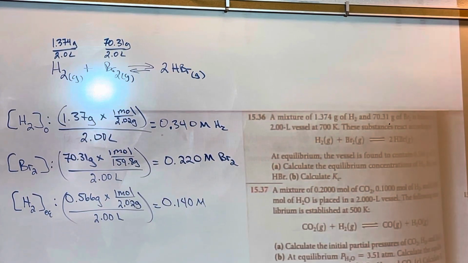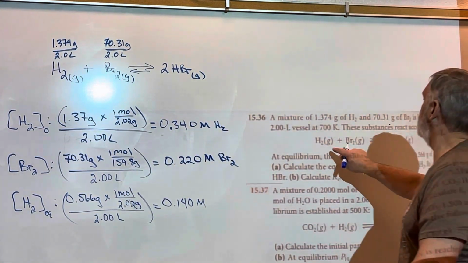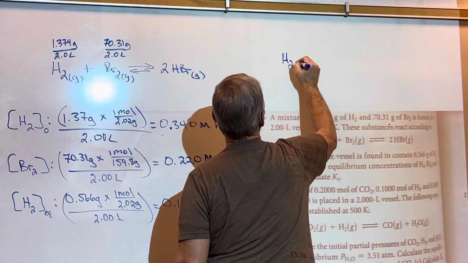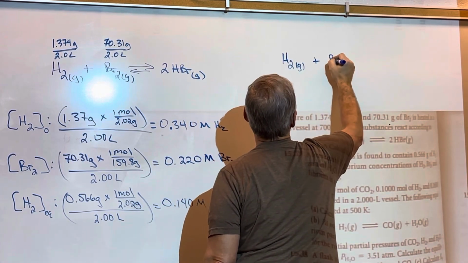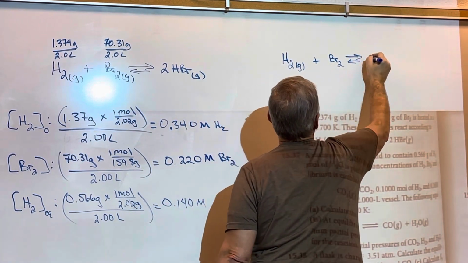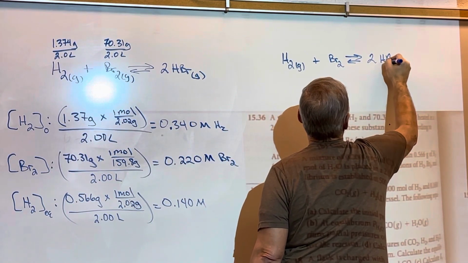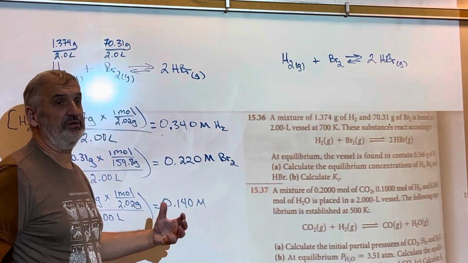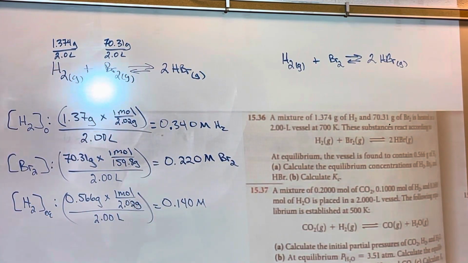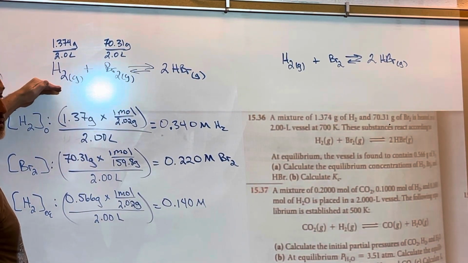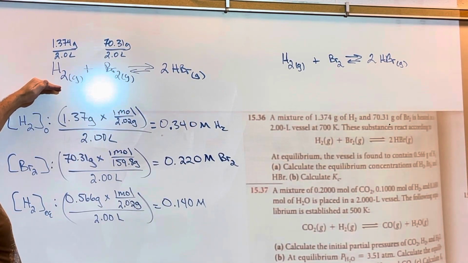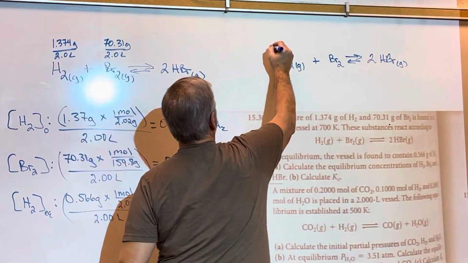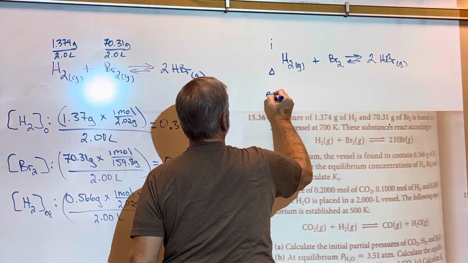So I'm going to rewrite this. There's not enough room right here, so I'm going to rewrite H2 gas plus Br2 gas yields 2 HBr gas. Now look, a lot of teachers make their students do a whole new table and kind of do everything out. To me, it's a lot easier just to do it around the equation itself, but you need to do your initial, your change, and your equilibrium.